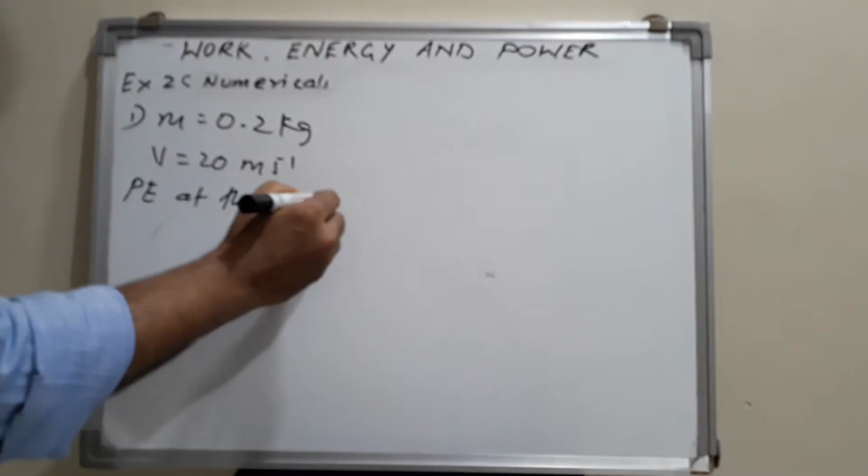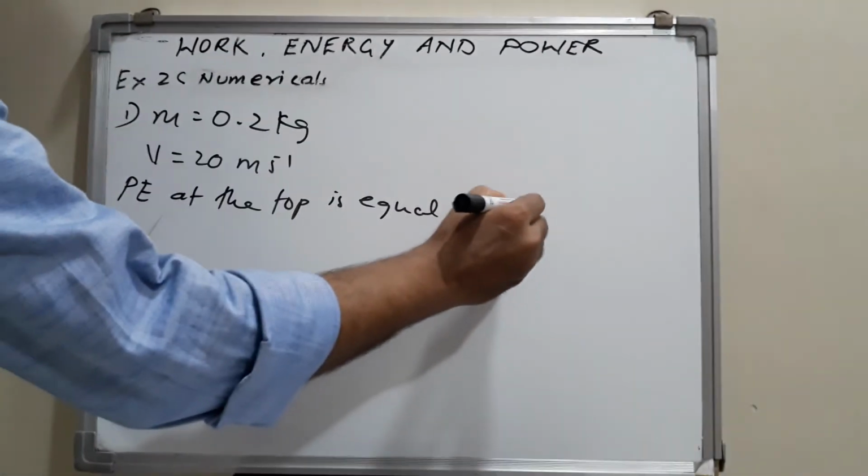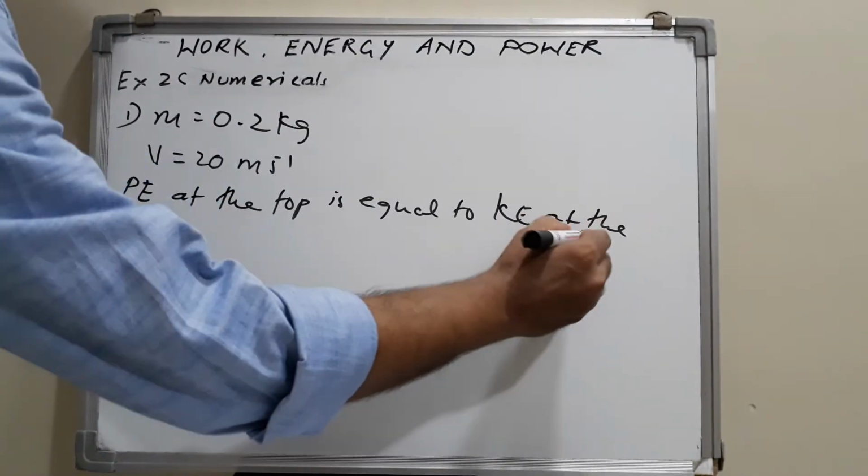Now in the questions of this exercise, they will give us mass and velocity, and instead of asking kinetic energy, they will ask us potential energy. So in such cases, we are going to write a statement every time which says that the kinetic energy at the bottom is equal to the potential energy at the top, or vice versa. I will say PE at the top is equal to KE at the bottom.